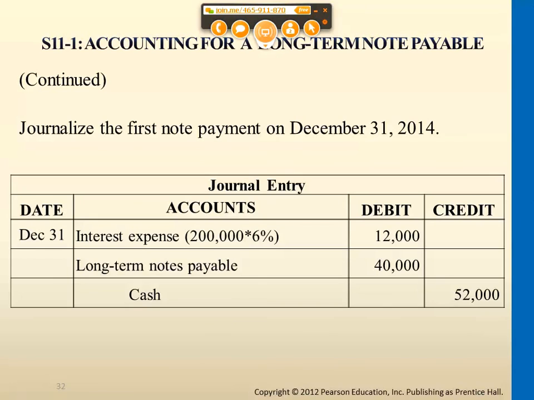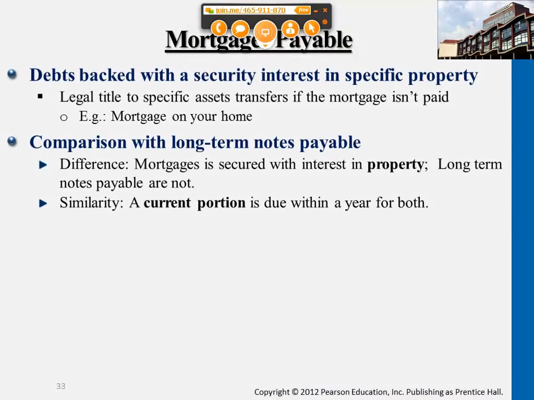Okay, this is the first category of long-term liability. Now we're moving on to mortgages, mortgage payable. Okay, mortgages payable is another type of long-term liability.